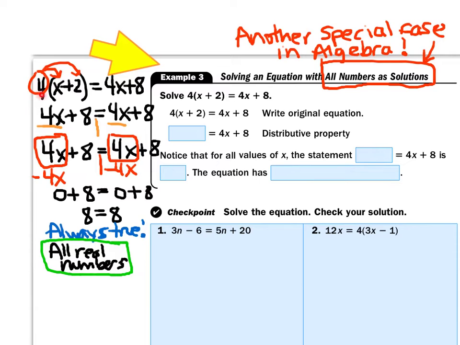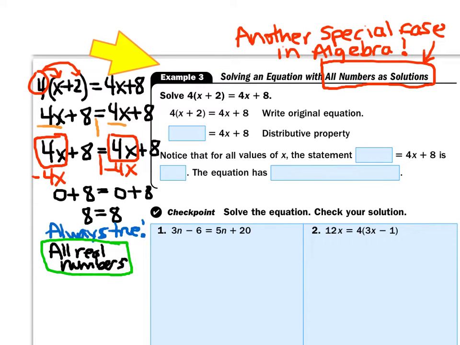Grab your red, circle the 4, draw 2 rainbows, and then do the distributive property. 4 times x gives you 4x. Bring down the plus sign. 4 times 2 gives you 8. Let the equal sign come down. Let the 4x, let the plus, let the 8 come down.